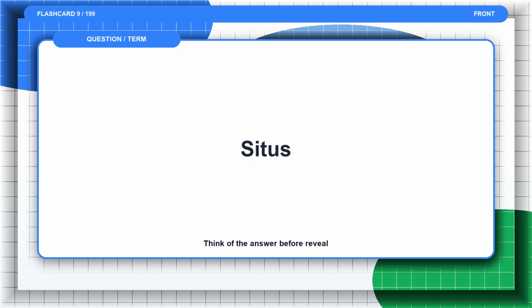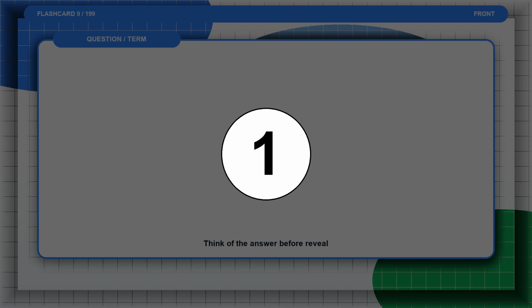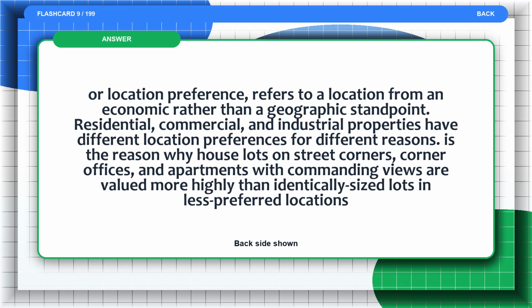Flashcard 9. Situs. Pause and think of the answer before the reveal. The answer is, or location preference, refers to a location from an economic rather than a geographic standpoint. Residential, commercial, and industrial properties have different location preferences for different reasons. It is the reason why house lots on street corners, corner offices, and apartments with commanding views are valued more highly than identically sized lots in less preferred locations.